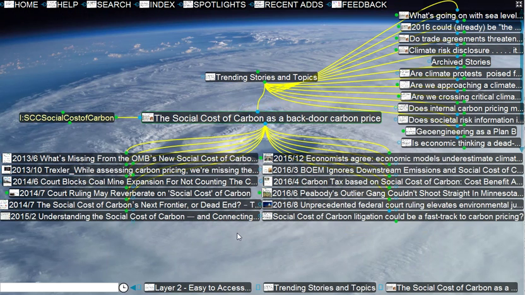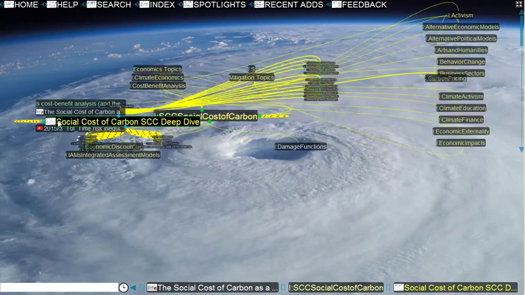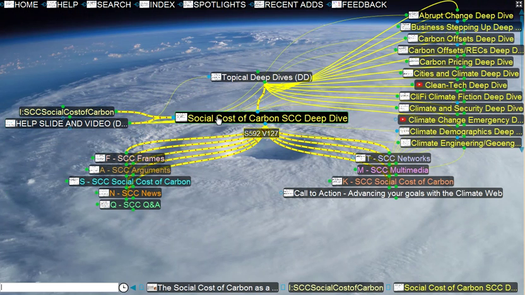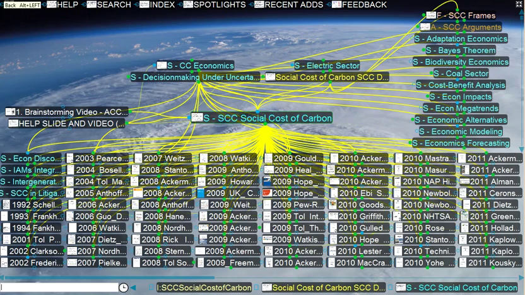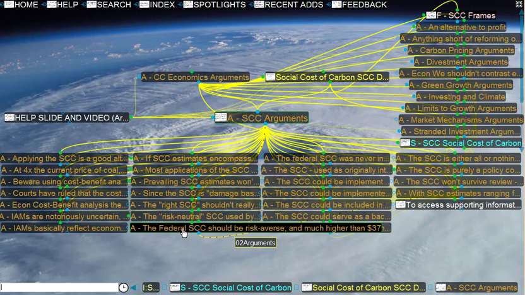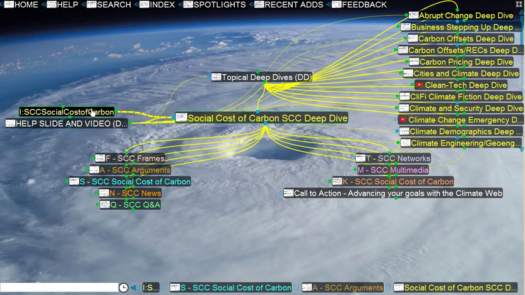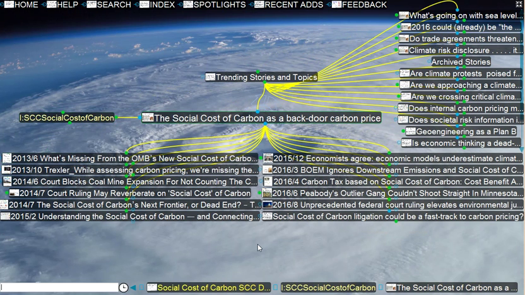But if you did want to go much deeper into the social cost of carbon, you can click on the index entry for the social cost of carbon, and what you'll see there is the social cost of carbon deep dive, which is a massive resource pulling together basically the entire social cost of carbon literature, but also getting into what the arguments are that people are making about the social cost of carbon. So there's an awful lot there if you do want to do a deep dive, but there's also plenty here for a more superficial look at the social cost of carbon as a possible backdoor carbon price.